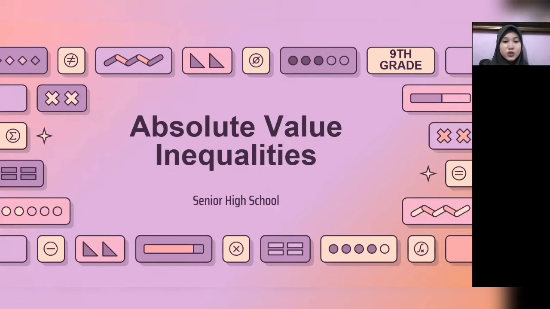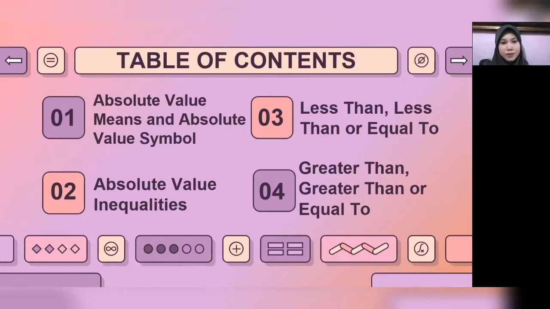Okay, in this opportunity, I want to talk about absolute value inequality. Table of contents. 1. Absolute value means an absolute value symbol. 2. Absolute value inequality. 3. Less than or equal to. 4. Greater than or equal to.